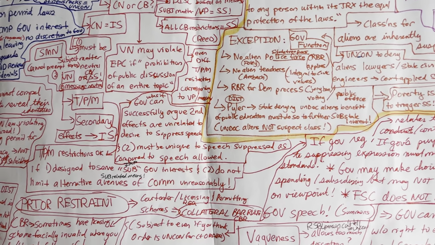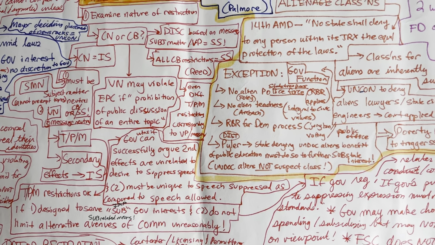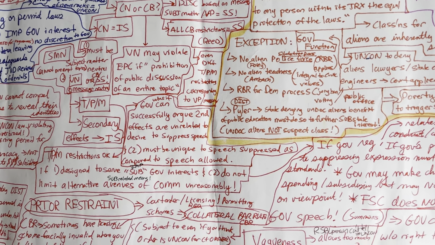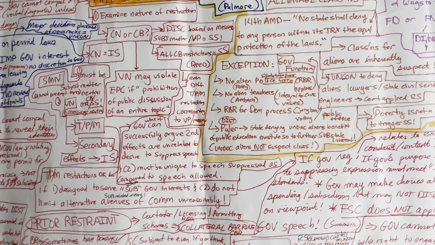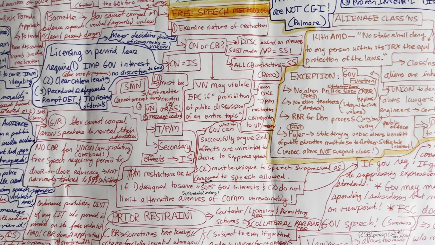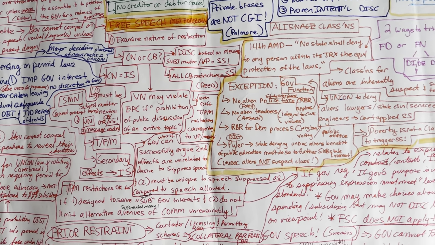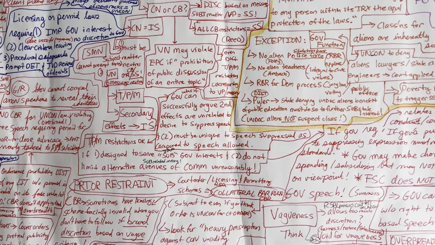And we want to distinguish this other case, Plyler, where a state denying undocumented aliens the benefit of public education must do so to further a substantial state interest. So when they use words like substantial, it's like they're using a level of scrutiny in between strict scrutiny and rational basis review, but we just remember that the word substantial means a substantial interest.